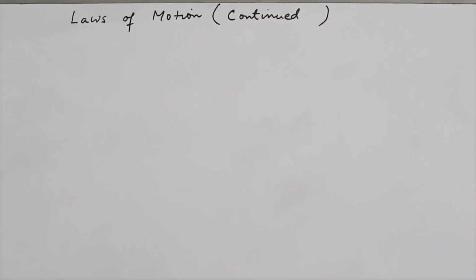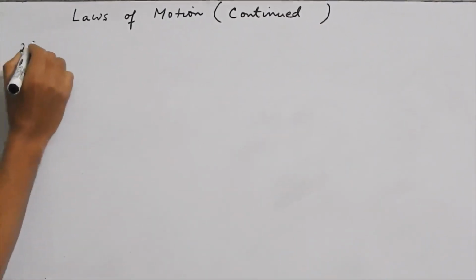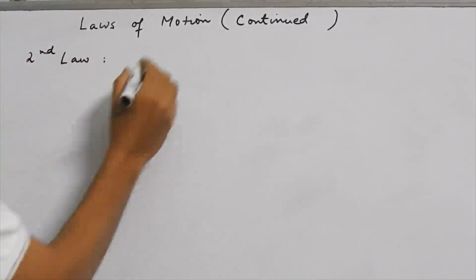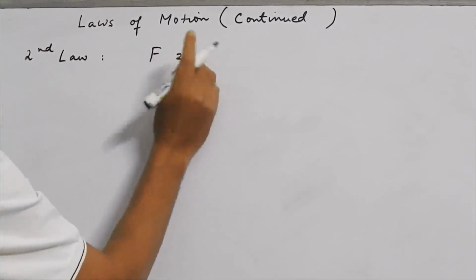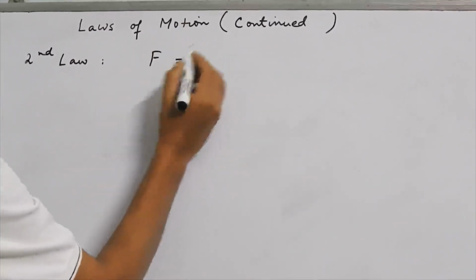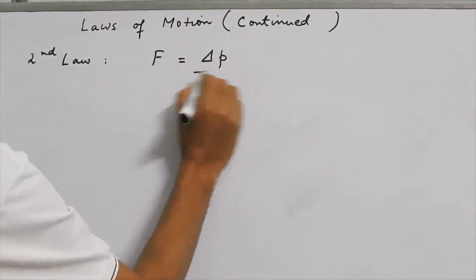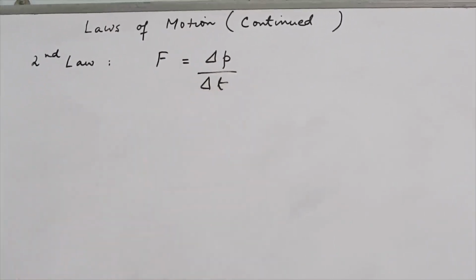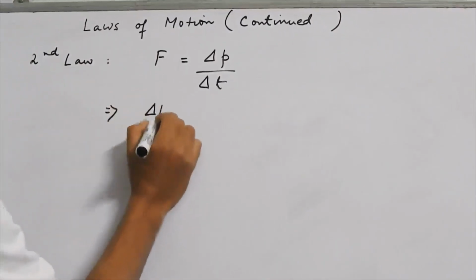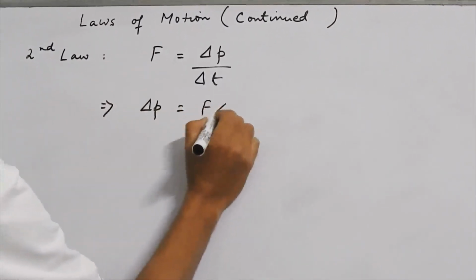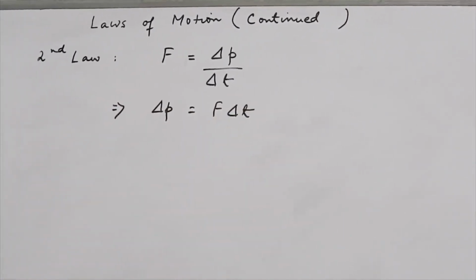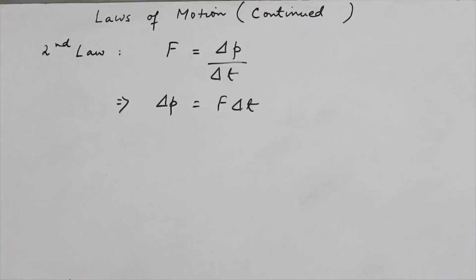So the mathematical expression of Newton's second law was something like this: F is rate of change of momentum. The force applied is equal to the rate of change of momentum. From here you can easily write change in momentum is equal to the product of the force and the time interval during which the momentum change is occurring.